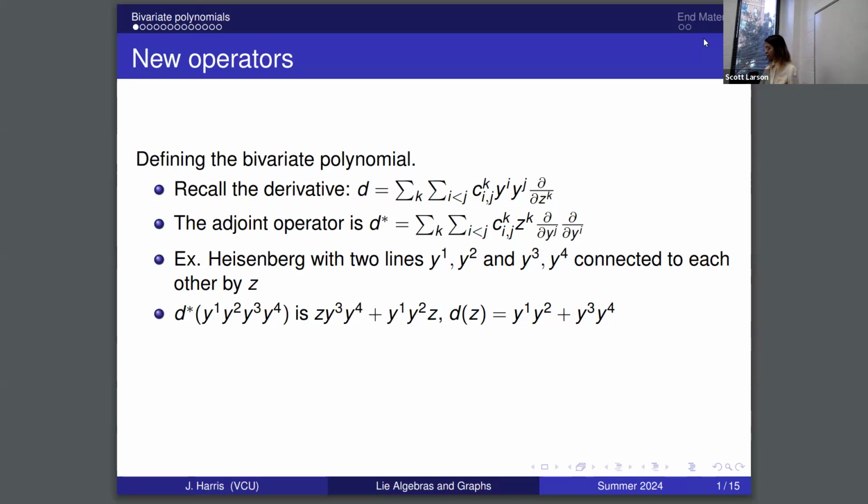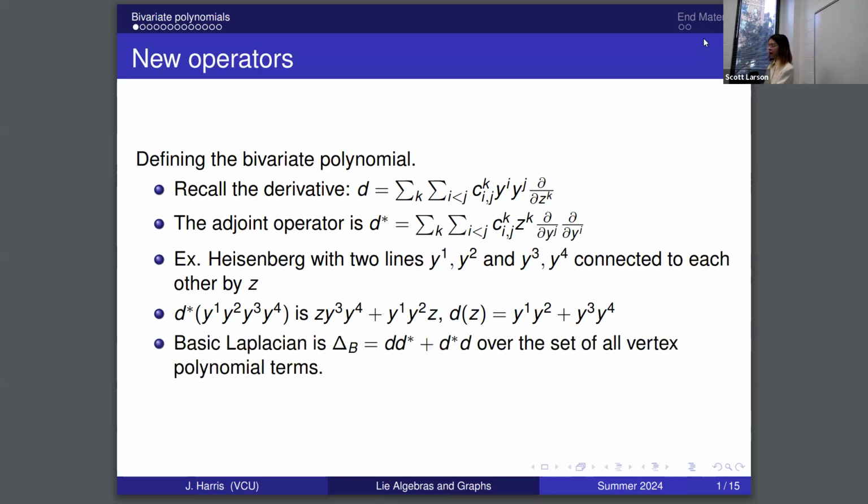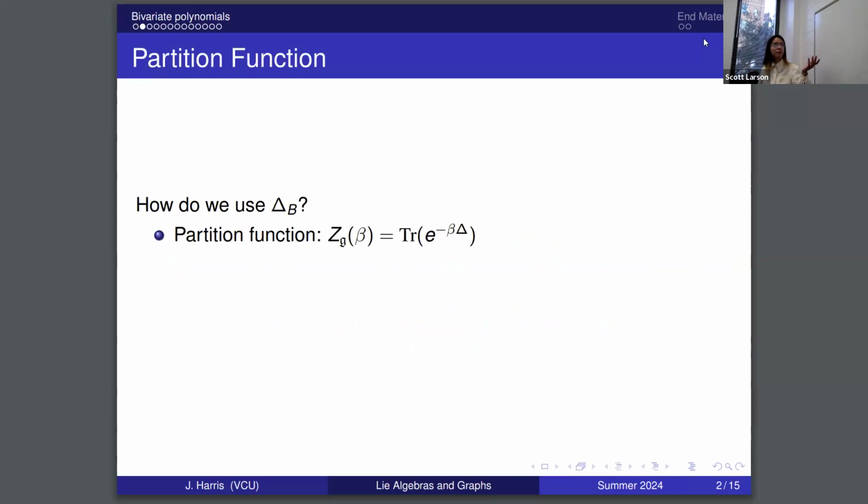Now that we have these two operators, we are going to define the basic Laplacian, which is d composed with d star composed with d. And we're only going to be plugging in the vertex polynomials. That's why it's the basic Laplacian. We're not plugging in any z's into here. And it's because we're not plugging in any z's that the d star d term doesn't actually end up being anything. Because the only things that end up being non-zero when you plug it into d have to be z terms. And since we're only plugging in y's, that's going to be 0. So we have now defined the basic Laplacian, which we're going to be using to then try to get our bivariate polynomial.